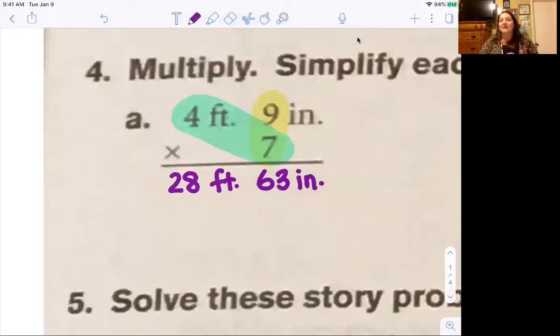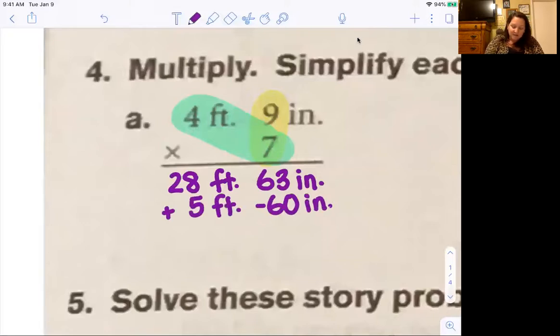12 times 5 is 60. And 12 times 6 is 72, which is way too big. So we can get 5 groups of 12 or 5 feet out of 63 inches. 5 times 12 is 60, right? So we're going to subtract 60 inches and we're going to convert it into 5 feet. Okay, 63 minus 60 is 3 inches. 28 plus 5 is 33 feet.